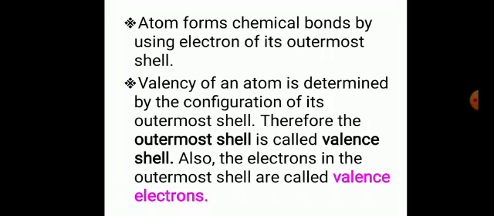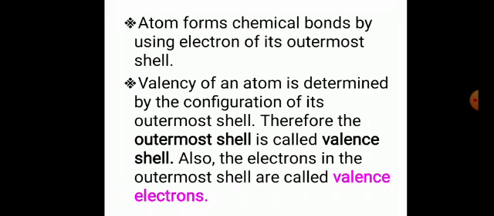Atom forms chemical bonds by using electrons of its outermost shell. Valency of an atom is determined by the configuration of its outermost shell. Therefore, the outermost shell is called valence shell. Also, the electrons in the outermost shell are called valence electrons. So, the electrons which are present in the outermost shell are called valence electrons, and valence is determined by the number of valence electrons present in the outermost shell, and that is called the valence shell.